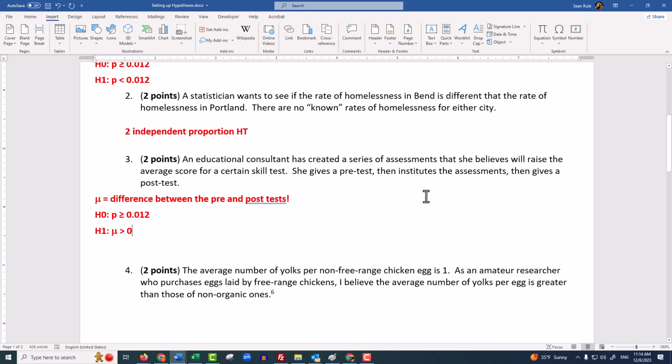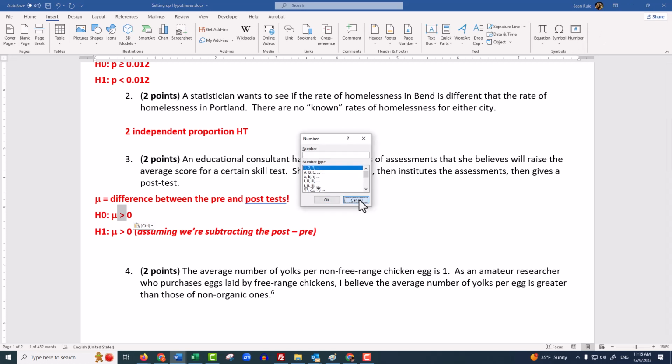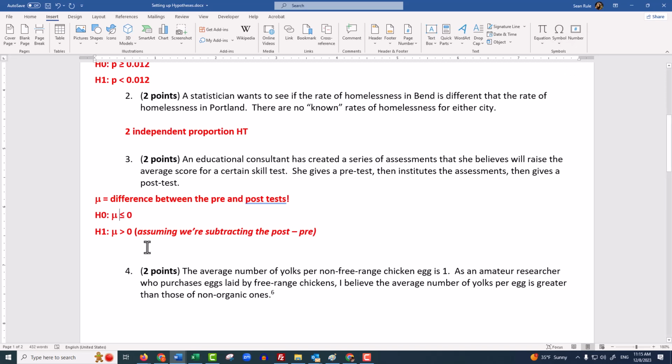And the reason I'm saying mu is greater than 0 is because I'm assuming we're subtracting the post minus the pre. And if we do that and the test is working, that means the post-test score is going to be higher than the pre-test score, so we should get a positive number. Which means the null hypothesis is the opposite of that, which is going to be mu is less than or equal to 0. There you go. This is a single mean, but it's also a matched pair test.